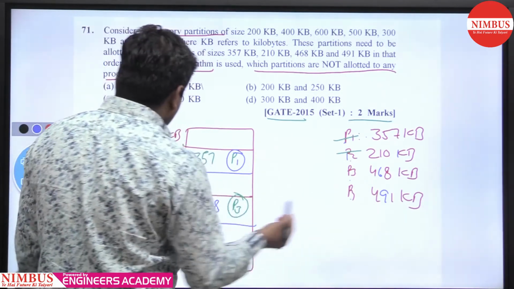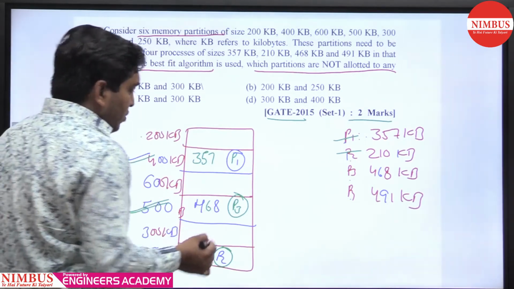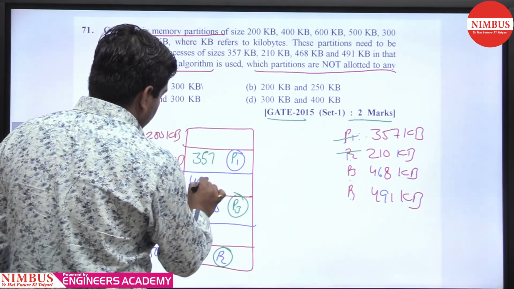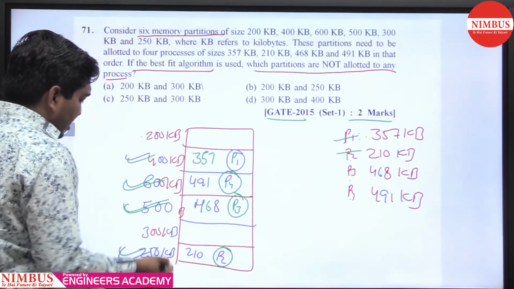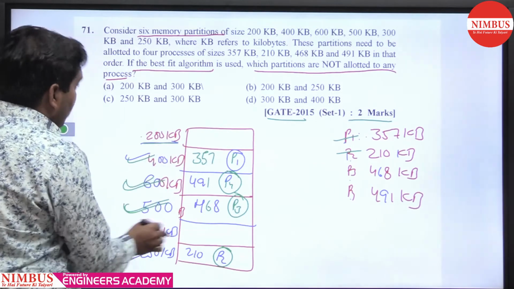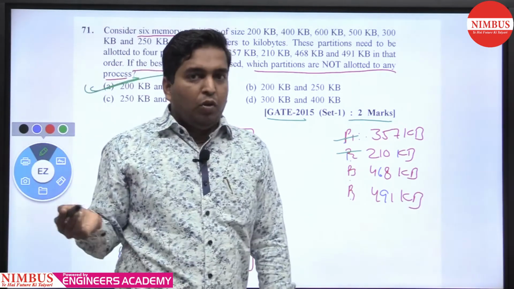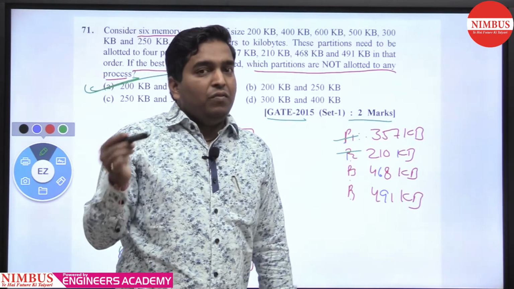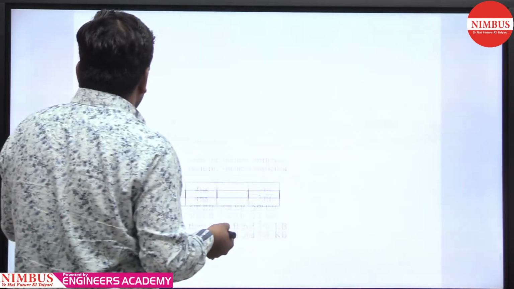Then 491, we have 3 partitions right now, 200, 300 and 600. Which one can we allocate? 600. That is P4, this one is occupied. So which one is free? 200 and 300. So 200 and 300 partitions are not allocated to any process when we use the best fit algorithm. Clear hai?